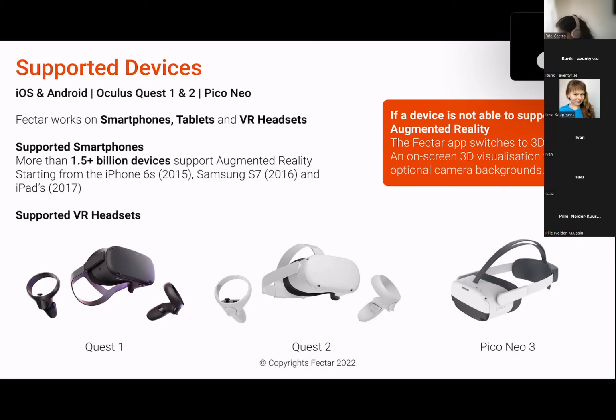The devices that we support are iOS and Android devices. They start as low as the iPhone 6S or the Samsung S7. And even if a device doesn't support augmented reality, because sometimes even if you have a new device, that is the case, you will see the 3D view of your presentation. So everyone will be able to see your content.